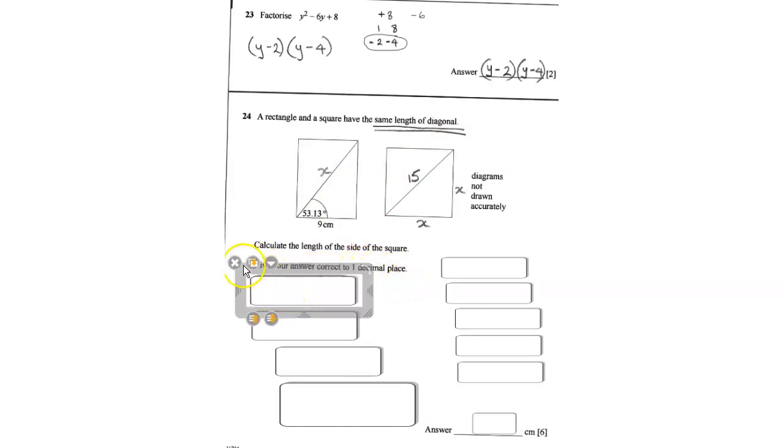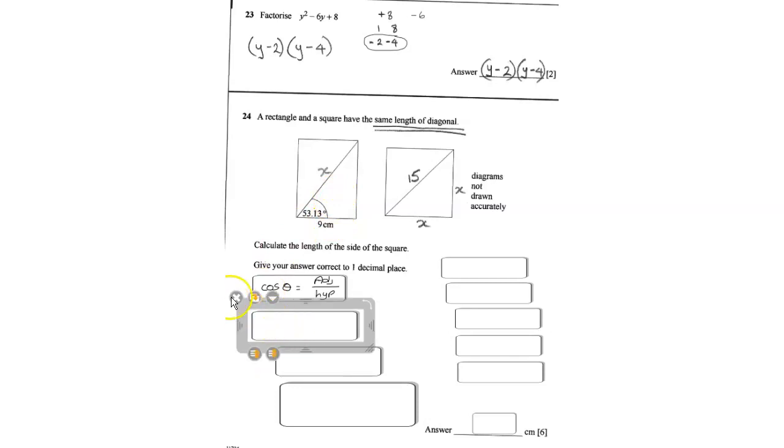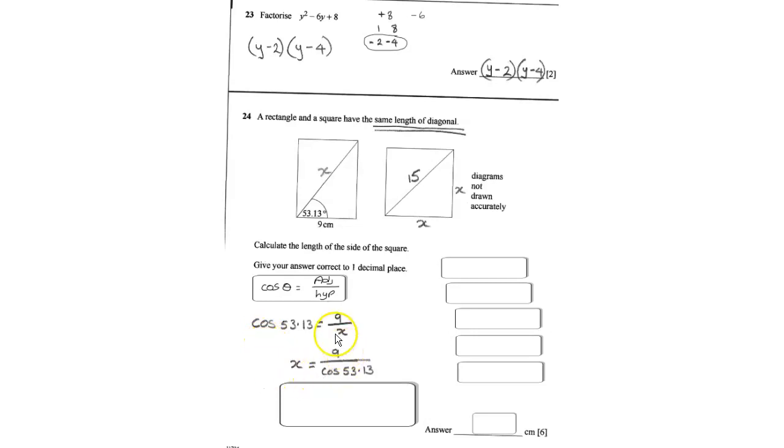So the first thing that you would do is basically use cos theta equals the adjacent over hypotenuse. So the adjacent would be 9 and the hypotenuse would be the diagonal of that. And you can see there, so you have cos 53.13, and then you have the adjacent is 9 and the hypotenuse is, I've just put x there. Then we have to rearrange. So x comes across and the cosine 53.13 gets divided. So you can see it there. That's just basically flipped around there.